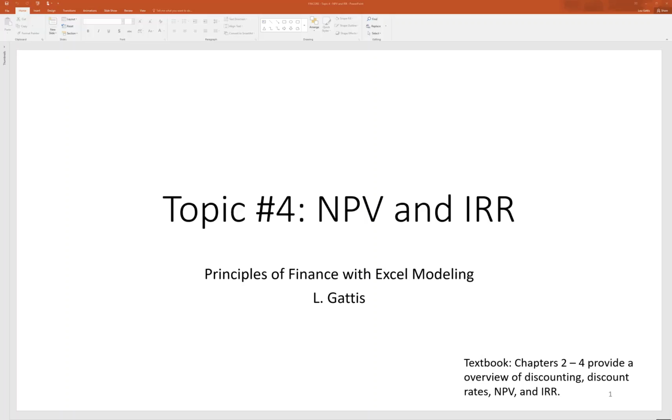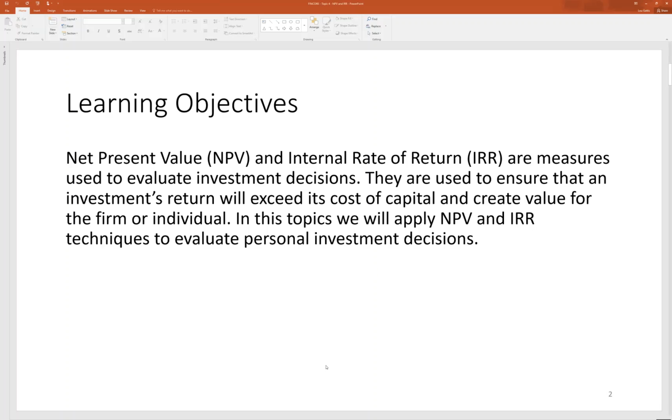Topic 4, NPV and IRR. Net present value, NPV, and IRR, internal rate of return, are measures used to evaluate investment decisions. They are used to ensure that an investment's return will exceed its cost of capital and create value for the firm or individual. In this topic, we'll apply NPV and IRR techniques to evaluate personal investment decisions.